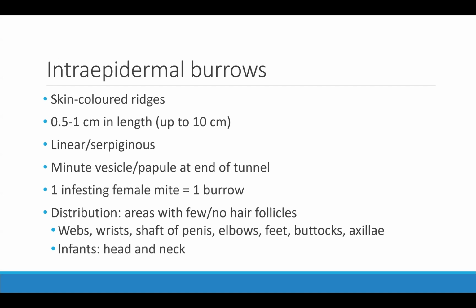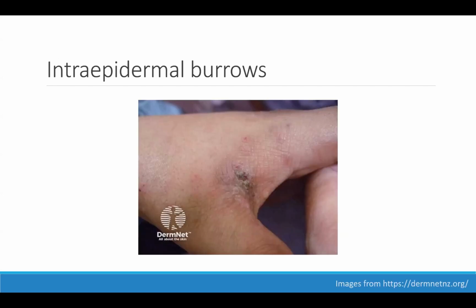Distribution is usually in areas with few or no hair follicles, such as the digital webs, wrists, shaft of the penis, elbows, feet, buttocks, and axilla. In infants, it can also affect the head and neck. This is a picture of an intraepidermal burrow.